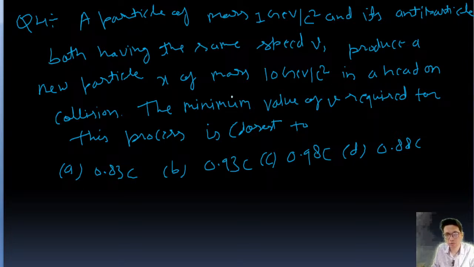In a head-on collision, the minimum value of v required for this process is closest to what? So we need to find the minimum value. It's a very simple question, guys. We are going to use the energy conservation law. This is a particle going with speed v, and this is the antiparticle coming here with speed v, and they collide and form a new particle.